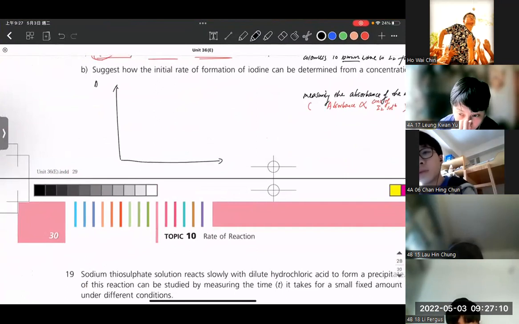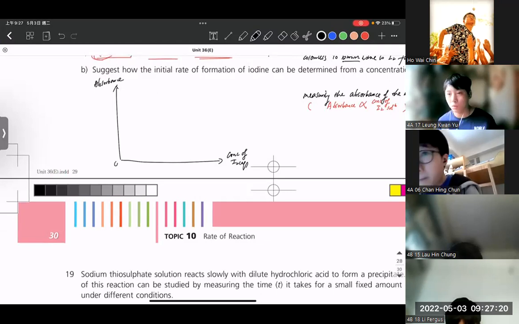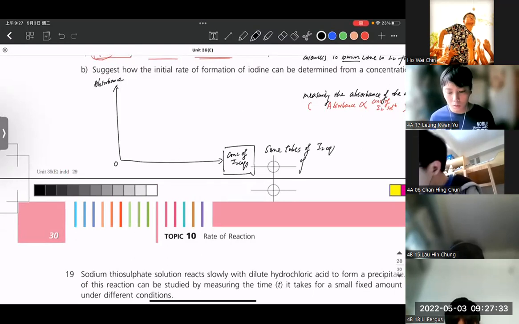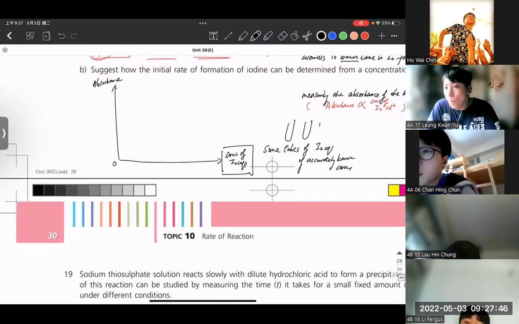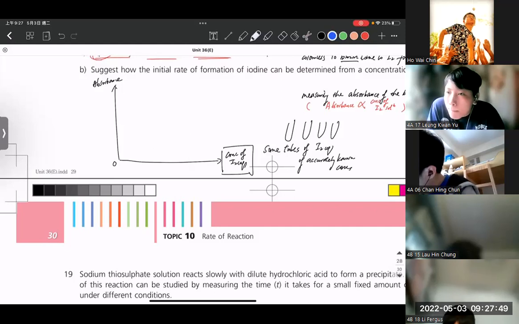So we have absorbance and the concentration of iodine solution. Try to get to know the mathematical relationship between the two. How can it be done? You are going to prepare some tubes of iodine solution of accurately known concentration, for example, 4 tubes. The 4 tubes are of different color. For example, it's very dark, less dark, like this.